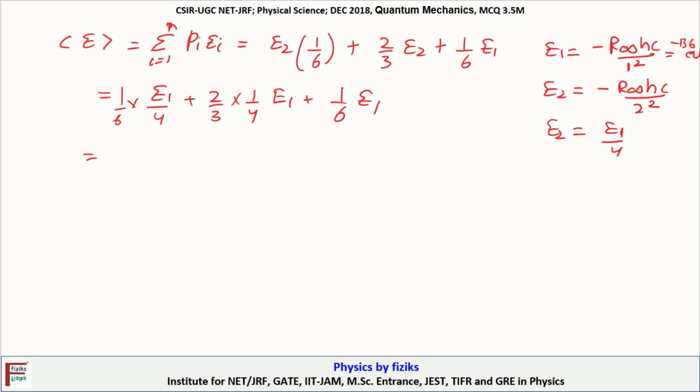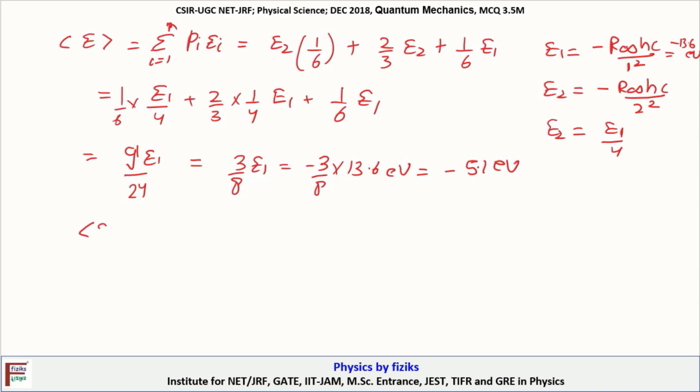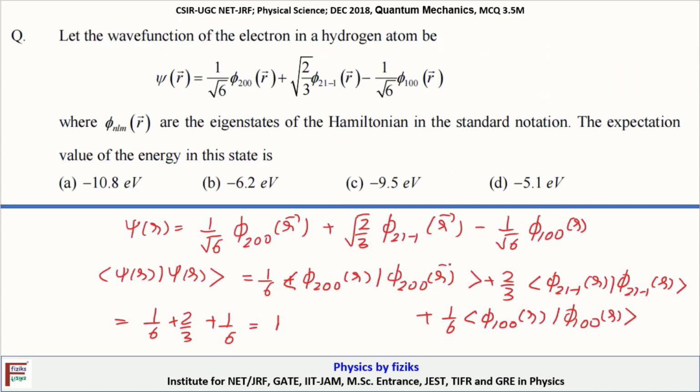So it would be equal to 9 E1 by 24, which can be written as 3 by 8 E1, equal to minus 3 by 8 into 13.6 eV, which is equal to minus 5.1 eV. So the expectation value of energy for the given wave function of an electron in a hydrogen atom is minus 5.1 eV. So let us check which option is correct. Option D is correct.